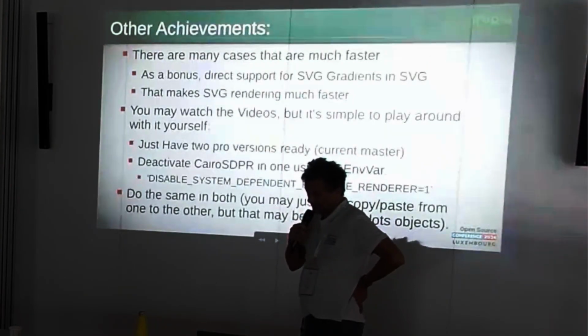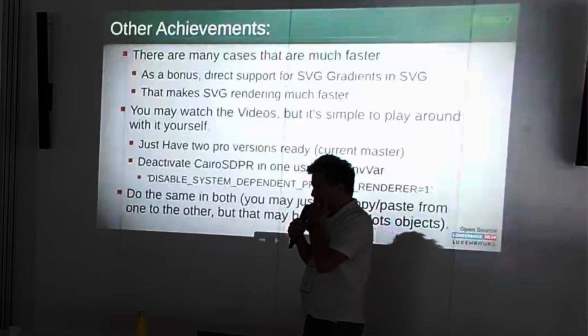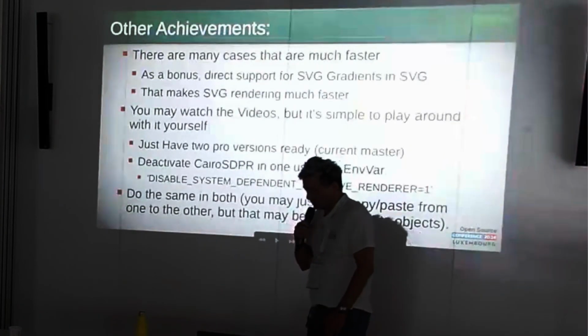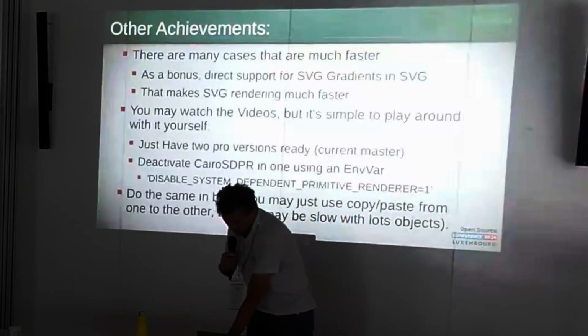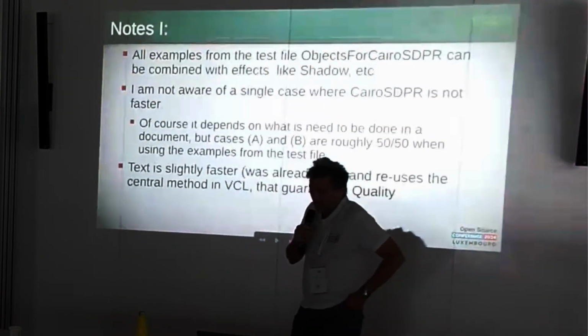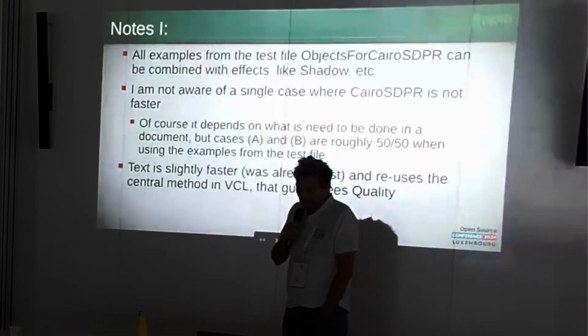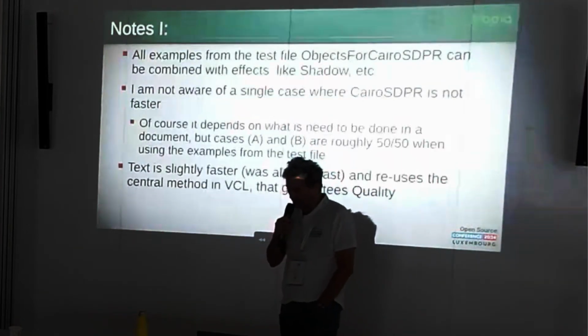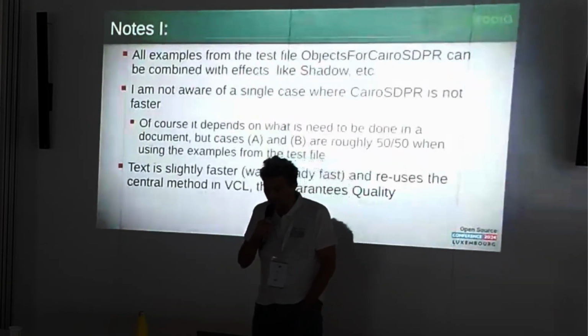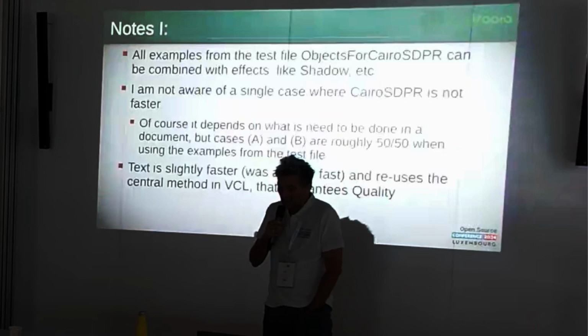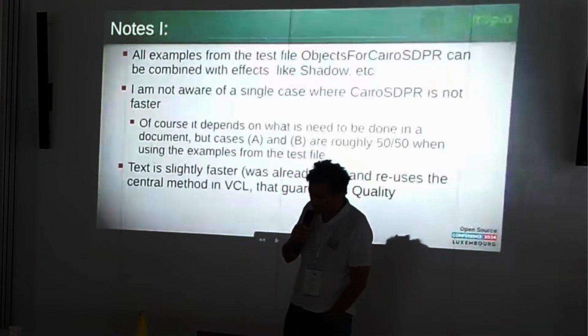There's much more difference in the debug version, probably because there's more debug code in this whole stuff of VCL. I'm not sure what the problem was, but you have seen the difference, and I think we have achieved a good amount of progress, and I hope we can do more of that in the future. So all examples from the test file can be combined, of course, also with shadow and other stuff, which I did not even show.